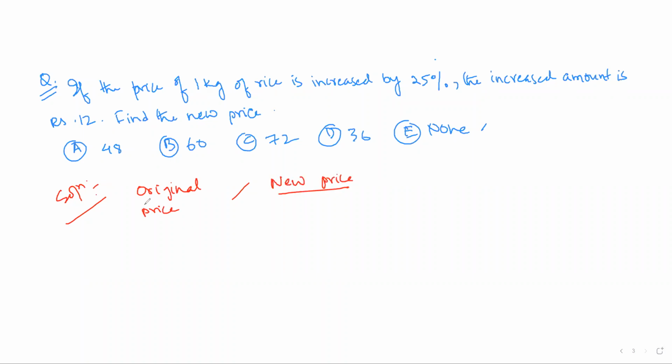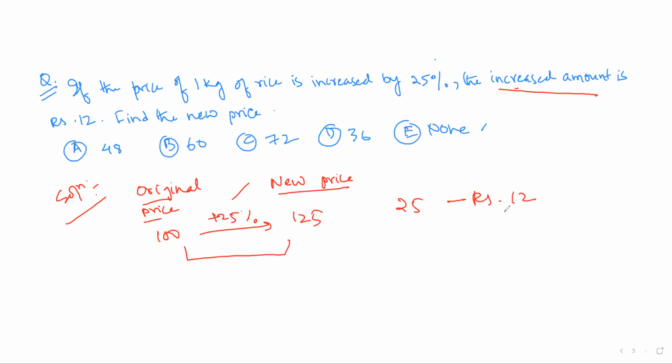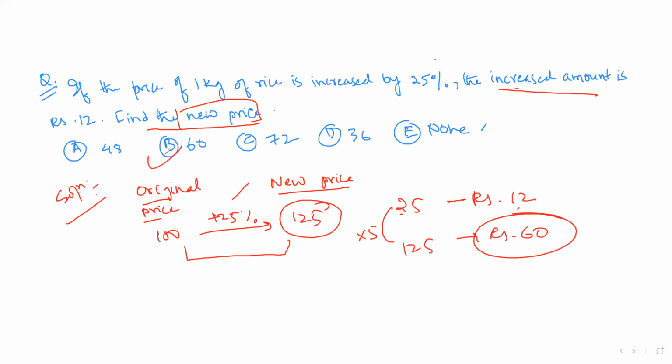Okay, let's see. Okay, it's less than 1 minute. Very quickly, let's do that. Original price take as 100. What is the new price? 125, because it is 25% increase. Right? According to the question, the increase amount is 25, which is equal to rupees 12. And we have to find the new price. New price means 125. So 25 is equal to 12. To get 125, I can multiply by 5. So 5 times 12 is 60. So the answer is 60.